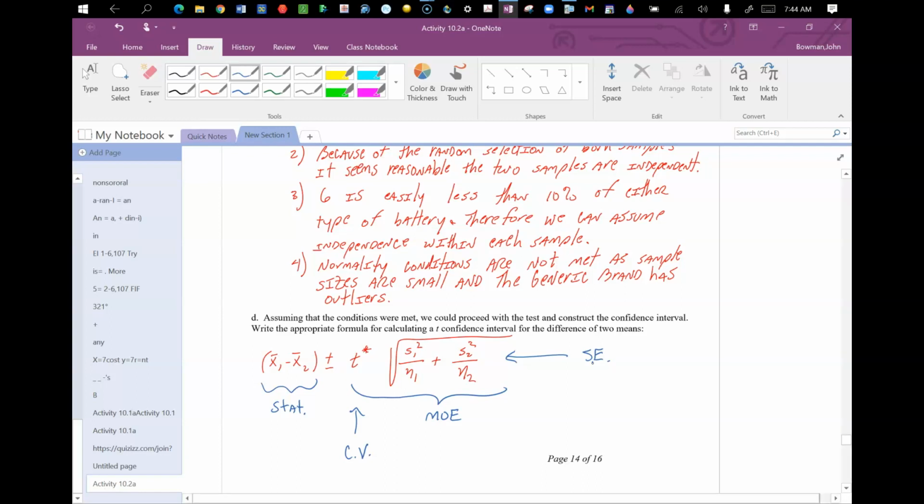In addition, since we have switched over to using sample standard deviations, we are also going to switch over to using a t-distribution.